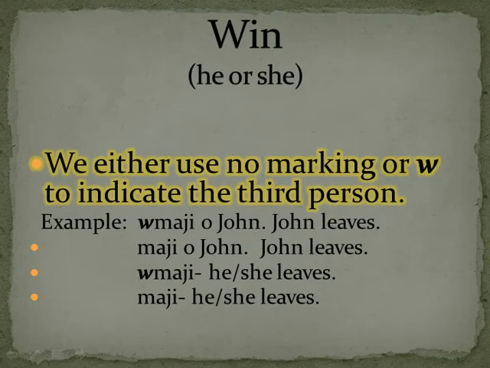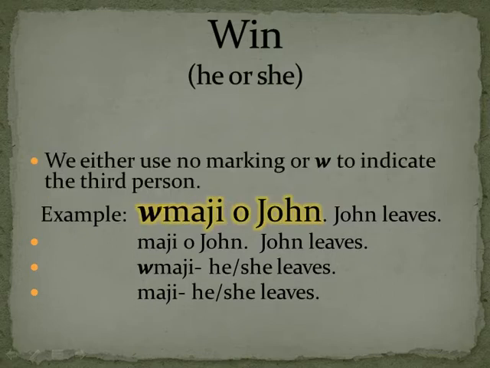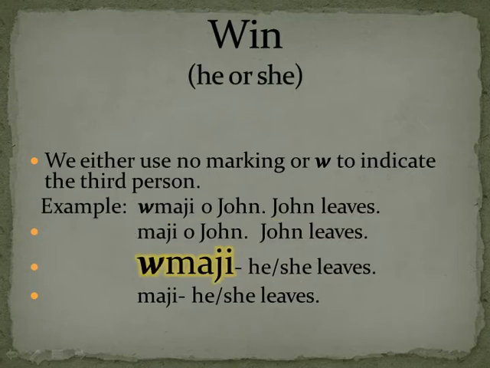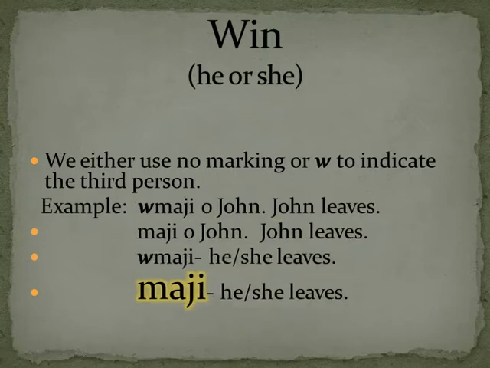Ween indicates he or she. We either use no marking or a W to indicate the third person. For example, wamaji o John, John leaves, or just maji o John. Or wamaji, he or she leaves, maji, he or she leaves. And in some communities, some older speakers will also put a walk on there. So they might say maji walk, he or she leaves.